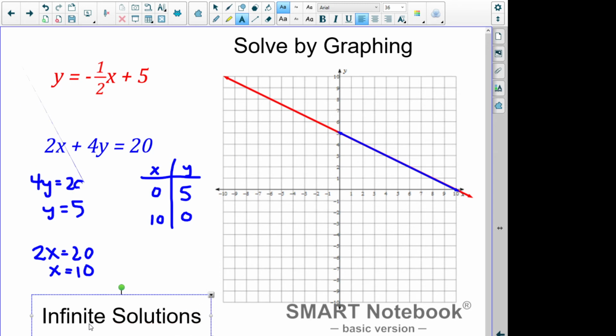What are the points that they have in common? Well, all of their points are in common. There's an infinite number of points on there that belong to both lines. And so this would be infinite solutions, or they'd be the same lines.